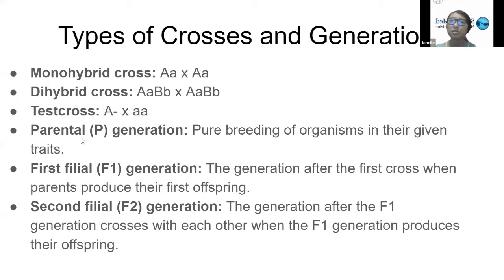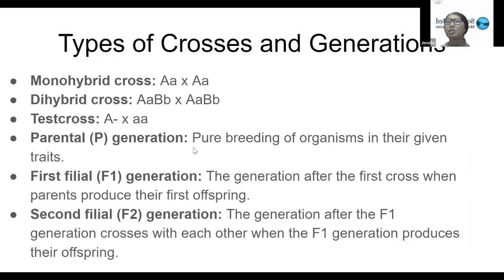And parental generations, also known as the P generation, are the pure breeding organisms for their given traits. Like in the example with Mendel's peas and how they produce different flowers, pure breeding. That means every time these parents cross, they produce exactly the same thing every time. And pure means both alleles would be homozygous. So for the purple flowers, all of them would have two uppercase P's, and for all of the white flowers, both would have two lowercase P's.